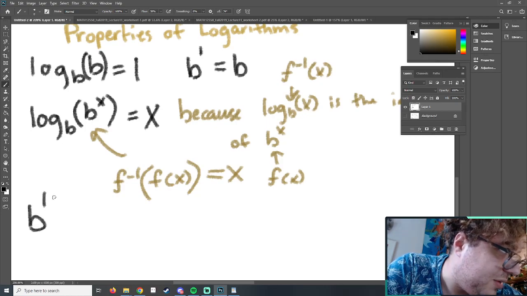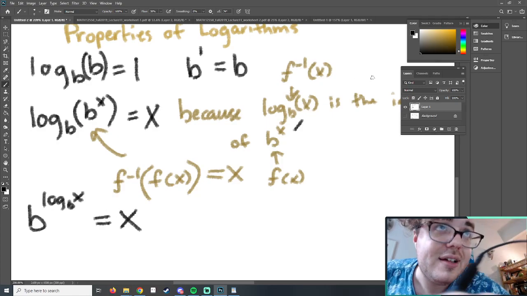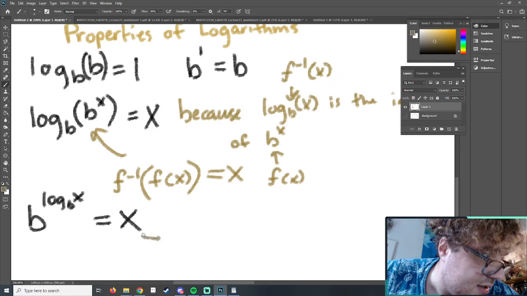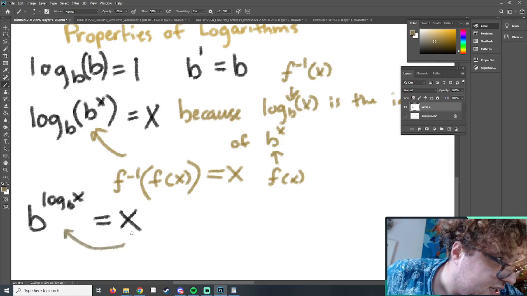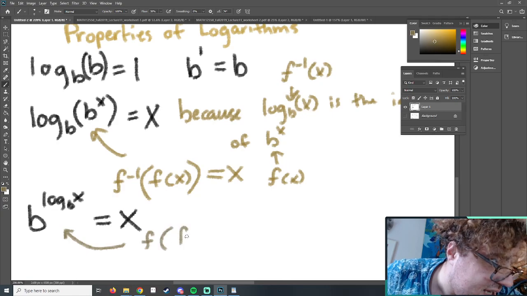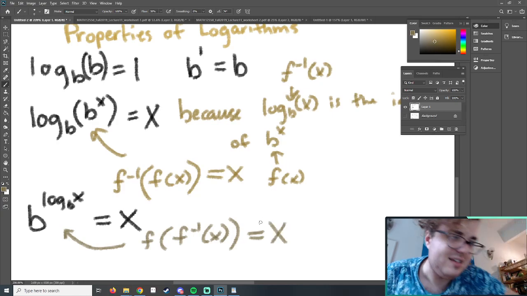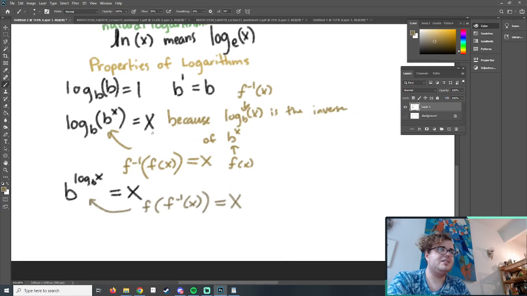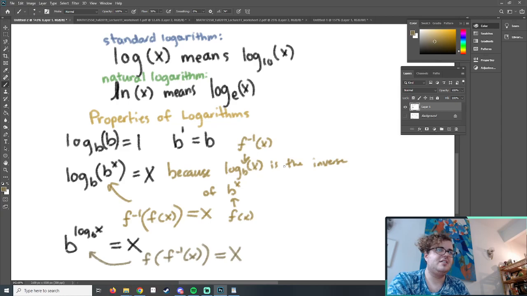B to the power of log base b of x is also equal to x, because this is just f of f inverse of x, which we know, again from our inverse functions lesson, is just x. And again, I'll zoom out here to give you these properties. I'll make sure to show them on screen at the end.